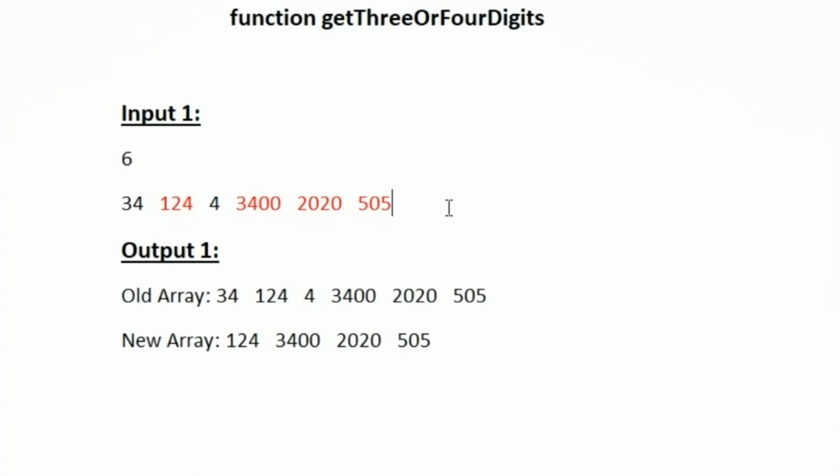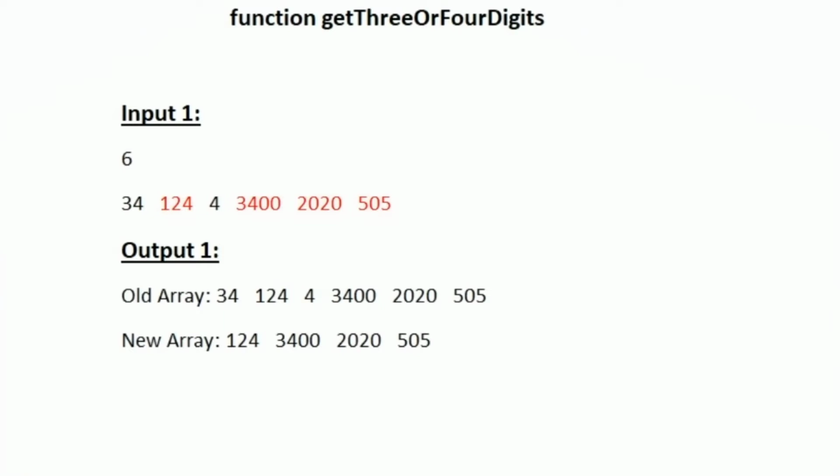Our task is to implement this function named get3Or4Digits. This function will be accepting an integer named size and an integer array. We have to extract all the valid integers from the array and return an array of valid integers. So this is how we should be defining this function. Once we return the valid array, the code is already written in the main function to iterate through the array and print the output. So our task is only to extract the valid integers and return an array of valid integers, which we should be implementing in get3Or4Digits.